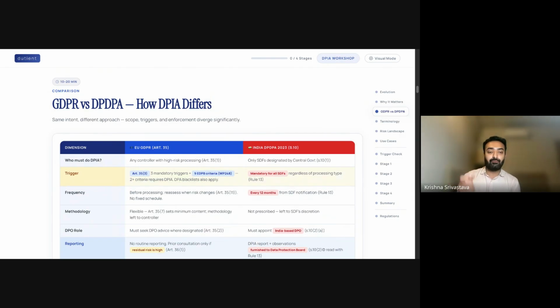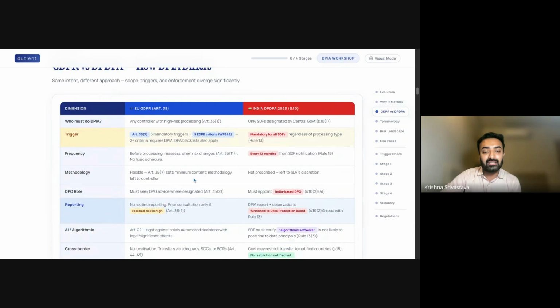Now, the first difference between GDPR and DPDPA is the scope of personal data that it applies to. GDPR applies to physical as well as digital personal data. The Indian DPDPA only applies to digital personal data or physical data that has been digitized subsequently. So that is one of the core differences between GDPR and DPDPA. But at the same time, a lot of other things also differ.